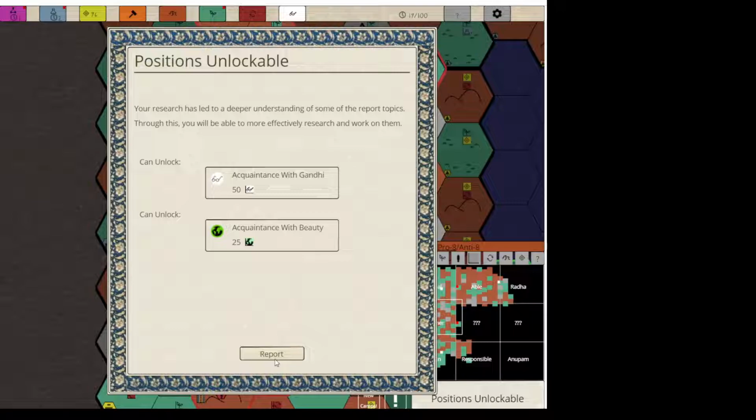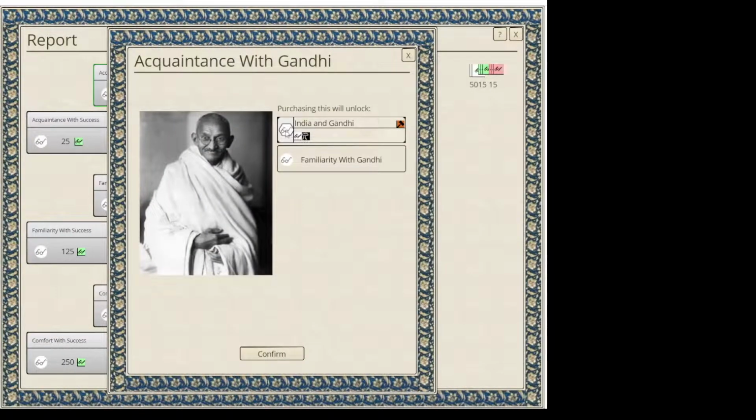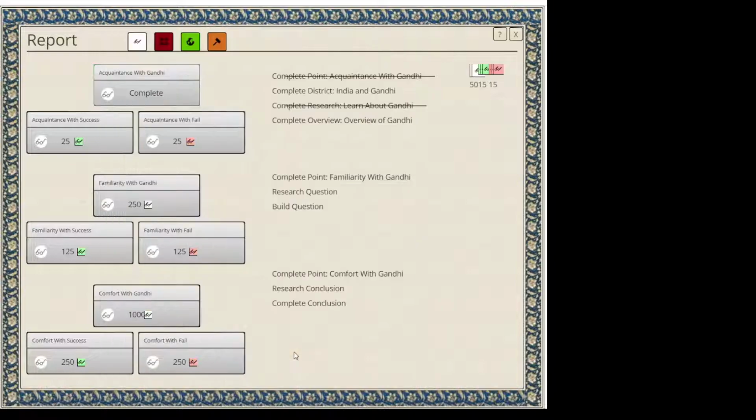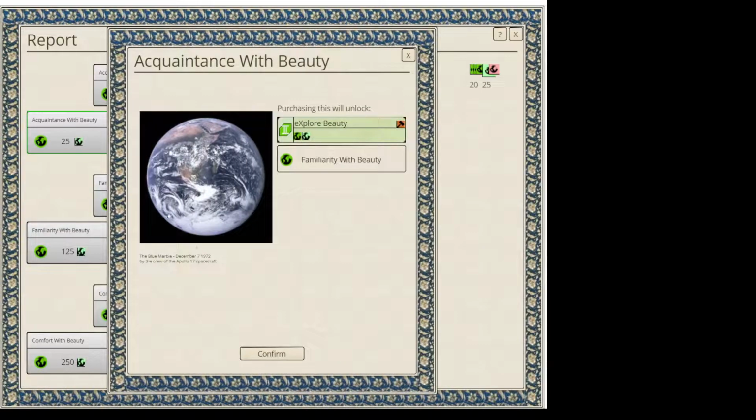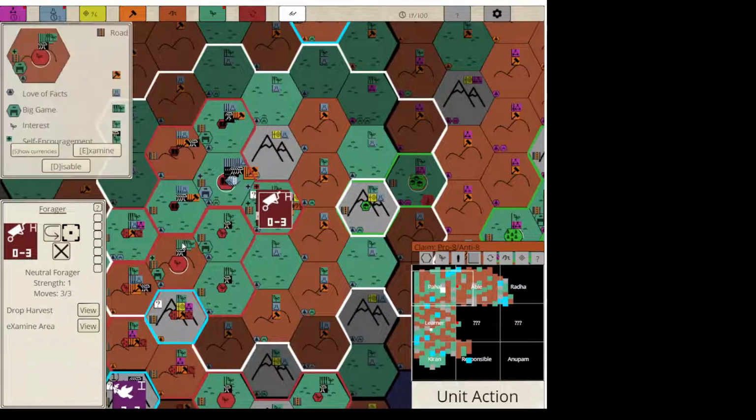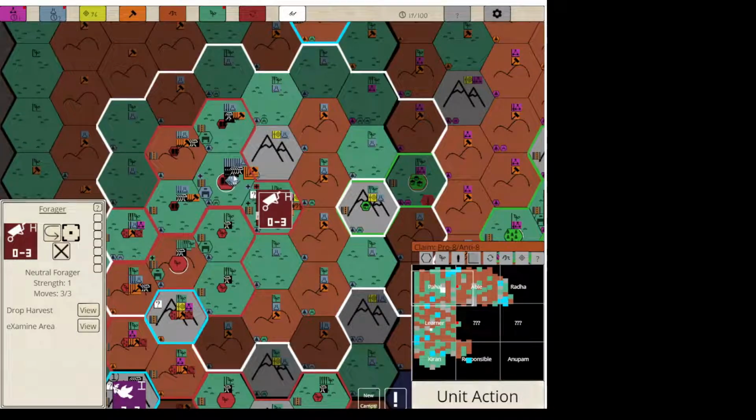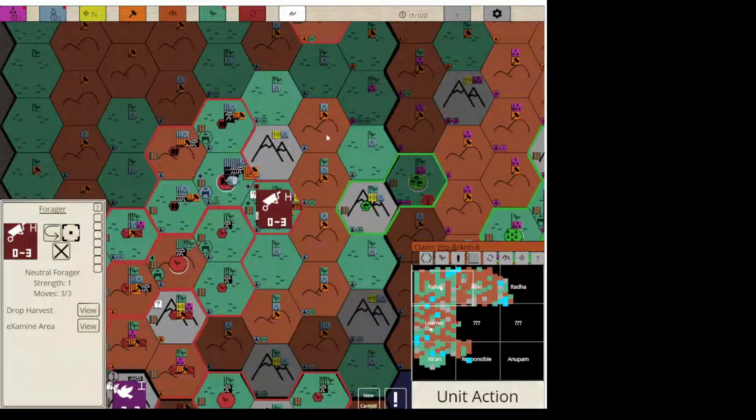Meanwhile, all of our research thus far has led to us understanding some of the report topics. So we now have an acquaintance with Gandhi, which will allow us to build the Gandhi district once we've unlocked settling the cities. And it's also given us an acquaintance with beauty, which has unlocked a new project for us, researching facts specifically about beauty rather than about the world in general.